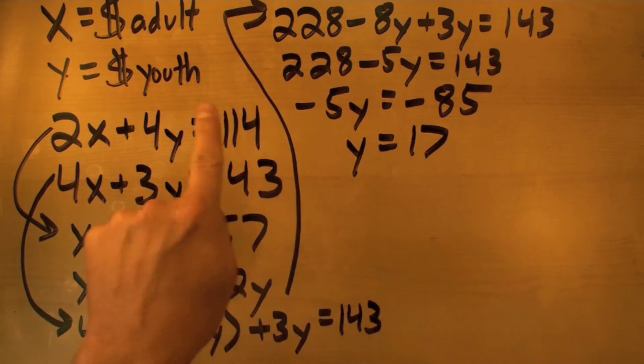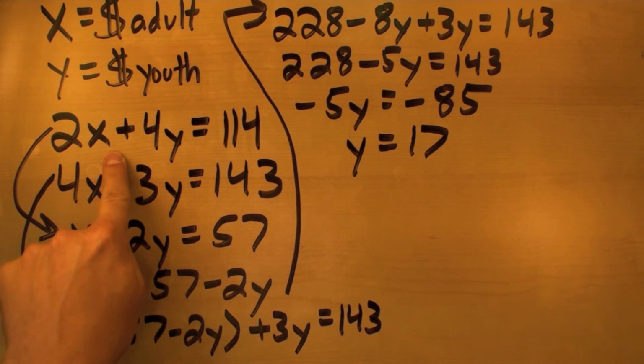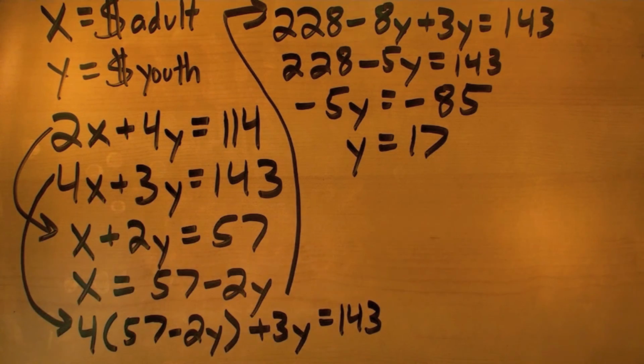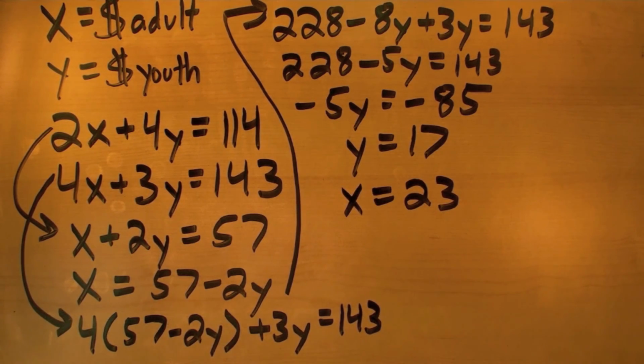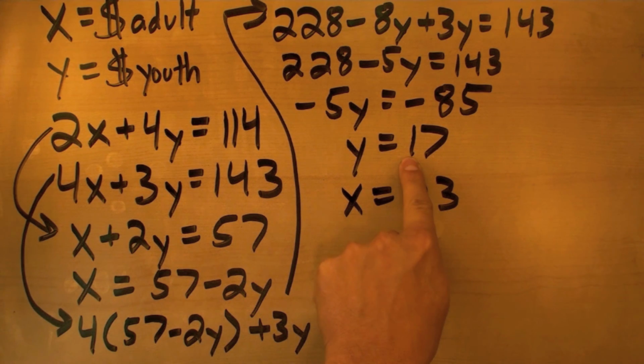And then if you go back and plug y equals 17 into either of your original equations, you should be able to solve for x equal to 23. So we have figured out that the price of adult tickets is $23, the price of youth tickets is $17.